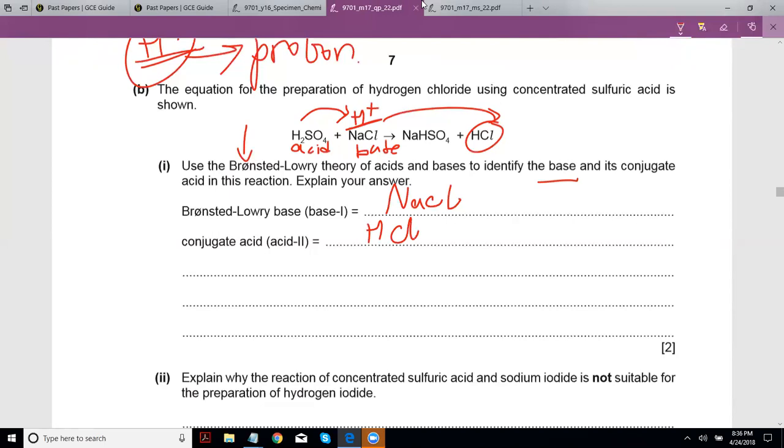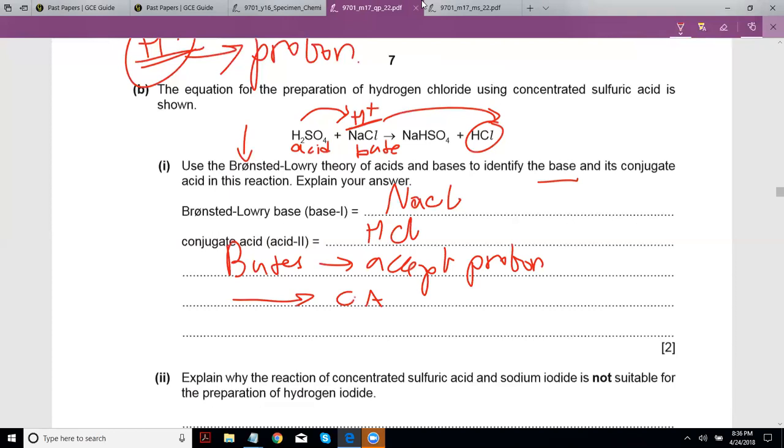The idea with a conjugate acid is that if you were a base, you would accept H positive ions. Bases are those that accept protons, and once you've accepted the proton, you become a conjugate acid.